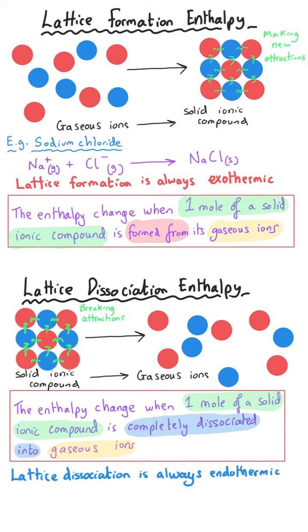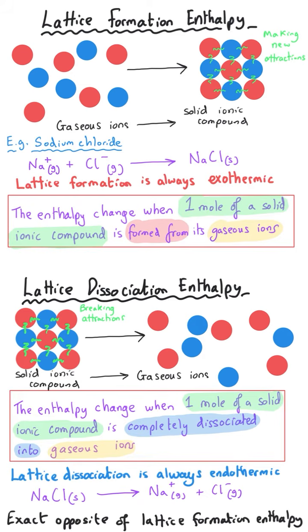Just like lattice formation enthalpy, we can also represent this as a chemical equation. It is in fact the exact opposite of the previous example. We're starting with our ionic solid, NaCl(s), and we're making our positive and negative gaseous ions, the Na+ and the Cl-. Lattice dissociation enthalpy is the precise opposite of lattice formation enthalpy, so the lattice formation enthalpy is negative. In this example with NaCl, it's minus 787, and the lattice dissociation enthalpy is going to be plus 787.